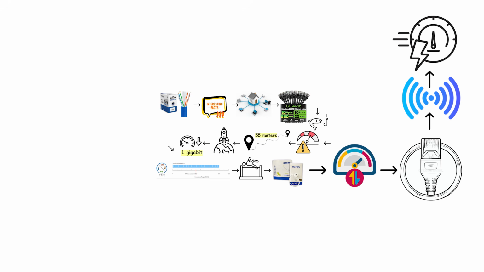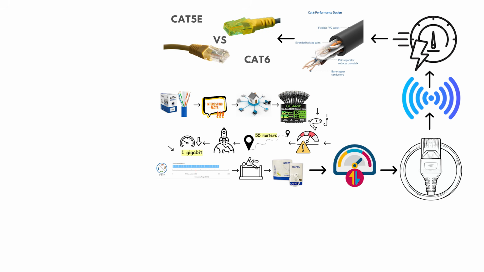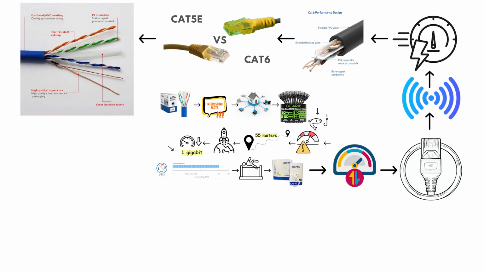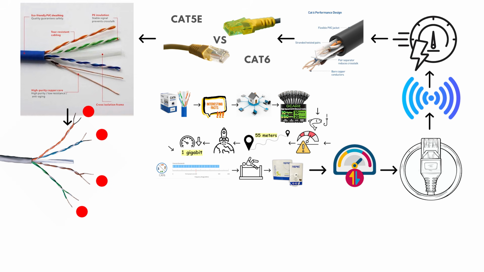The internal construction of Cat 6 is more sophisticated. The wire pairs are wound even tighter than Cat 5e, and many Cat 6 cables include a plastic core running down the center. This core physically separates the 4 wire pairs from each other, which further reduces crosstalk and interference.